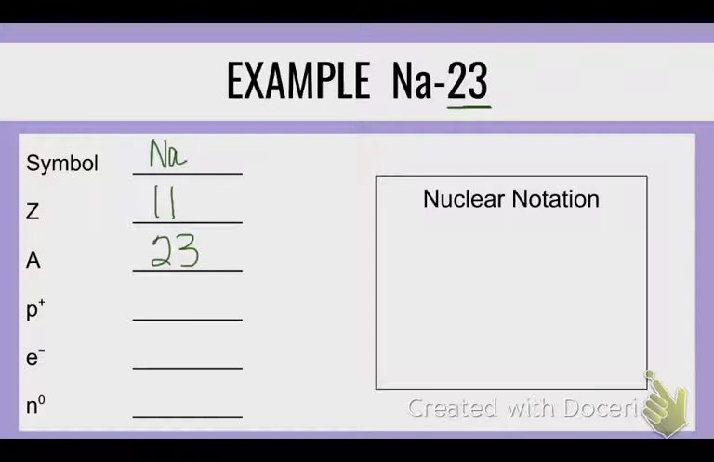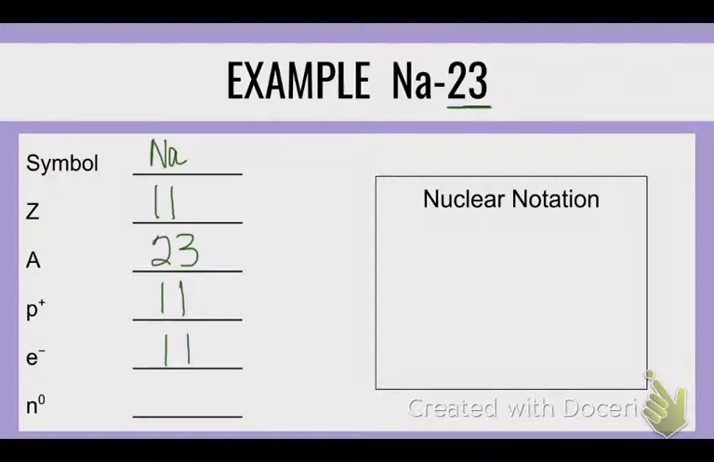I said earlier that the number of protons is equal to the atomic number, so the number of protons in this particular element of sodium would be 11. There's no charge on this element. This atom is neutral, so the number of electrons is the same as the number of protons, so I would have 11.